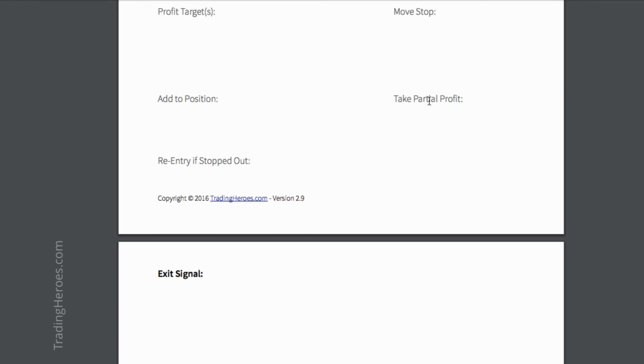So do you add to the position? Do you take a partial profit? This is kind of like profit targets, but some other systems might have something where you take off half the position, or a quarter of the position or something like that. And that will help you remember where you should take your partial profit targets off.